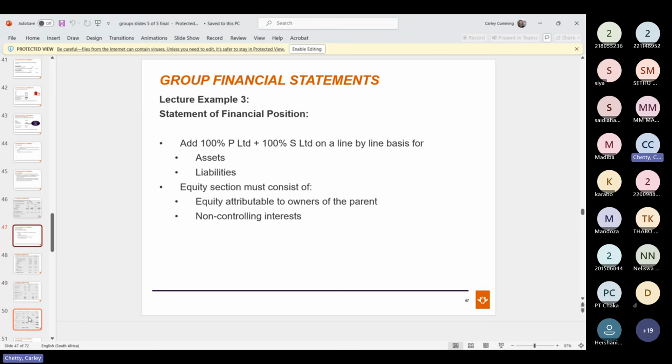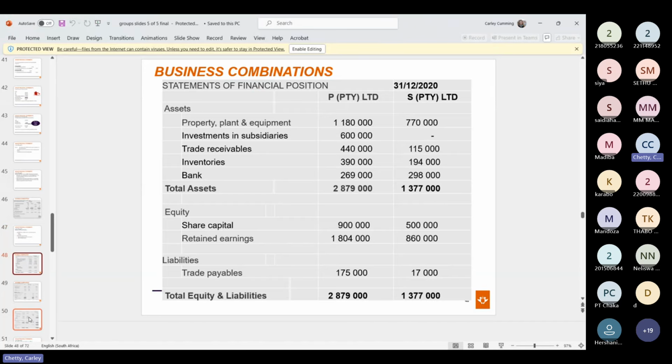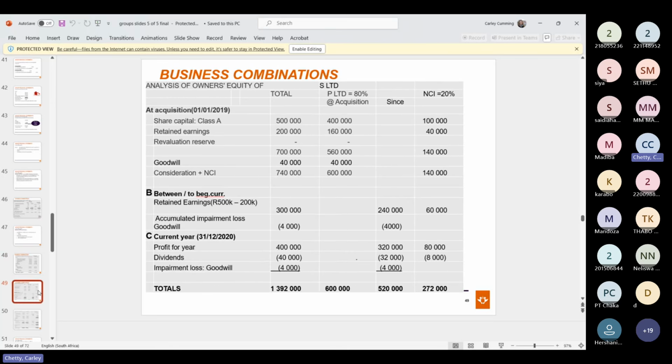Then we have our statements of financial position. So here we are adding 100% of P Limited and 100% of S Limited on a line-by-line basis for the assets and the liabilities. The equity section will consist of equity attributable to owners of the parent and the non-controlling interest. So here, this is the separate financial statements of P and the separate financial statements of S. So now we are going to prepare the consolidated financial statements.